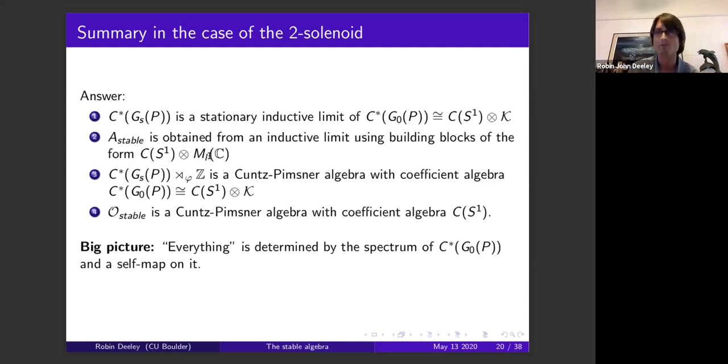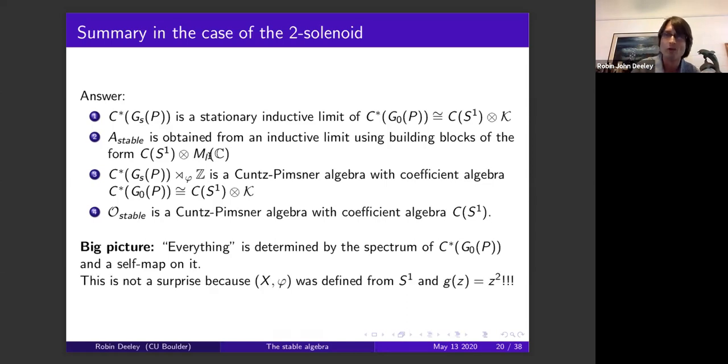Now, what's the spectrum of the C-star algebra we're talking about? It's S1, and that's really what's going on. So in some sense, you could feel like we've done nothing. The input was S1 and a map, and the output was S1 and a map. However, I don't want to undersell us too much. What we have achieved is how to extract information from that input really efficiently and really easily. That's the take-home point in this particular example.